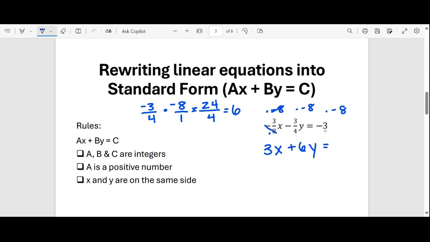And then negative 3 times negative 8 is going to give me positive 24. So let me check. A, b, and c are integers. Yes, a is a positive number. Yes, it's positive 3. And x and y are on the same side. Absolutely. So this is going to be my standard form.